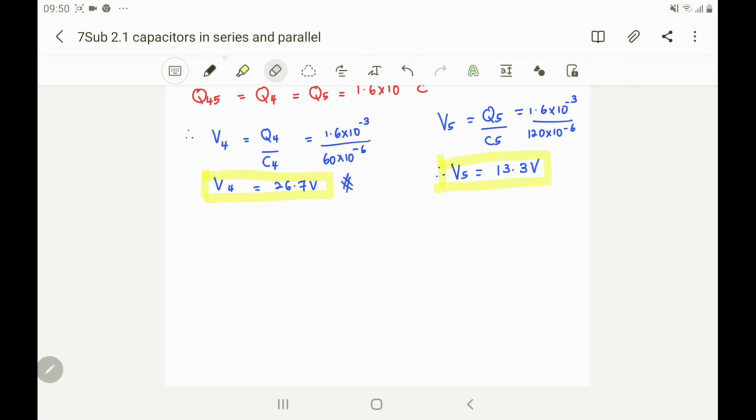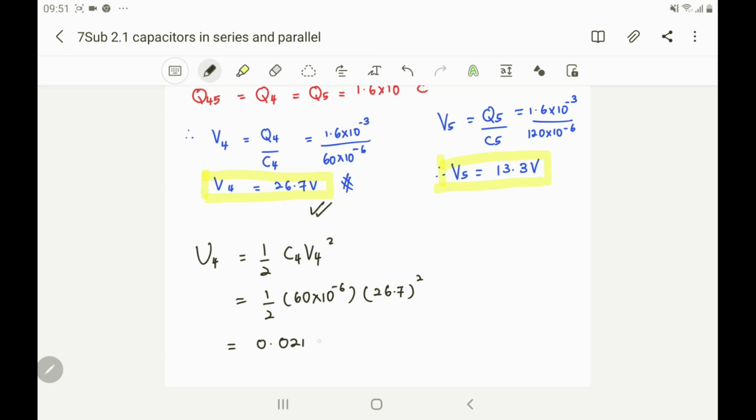Okay, so now B, ada B ke? Tak ada kan? So now for U4, it's equal to half C4 V4 squared, and it's equal to, okay, so kita boleh kira lah, 1 over 2, C4 is 60 microfarad, where V4 kita dah kira ke atas ni tadi 26.7 squared. Okay, cuba kira berapa dapat. Okay, so the final answer is equal to 0.021 joule. Unit jangan salah.